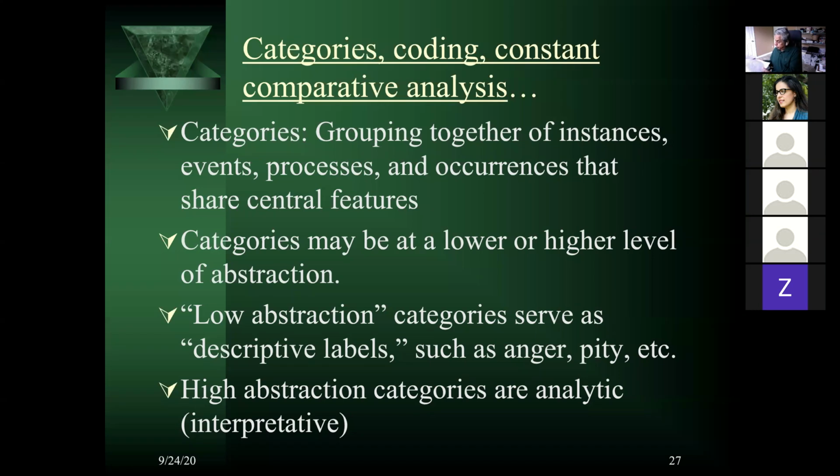All right. So let's talk about categories. What are categories? It's the grouping together of instances, events, processes, and occurrences that share central features. So think of categories as emergent themes. Everybody has heard about emergent themes. When we were talking about thematic analysis, we talked about emergence, themes that share common characteristics. So look at those as, for the purpose of grounded theory, remember, in different methodologies, you use different terminologies. You're expected to as a scholar. You will not call them emergent themes in grounded theory, but you would call them categories. The grouping together of instances, events, processes, and occurrences.